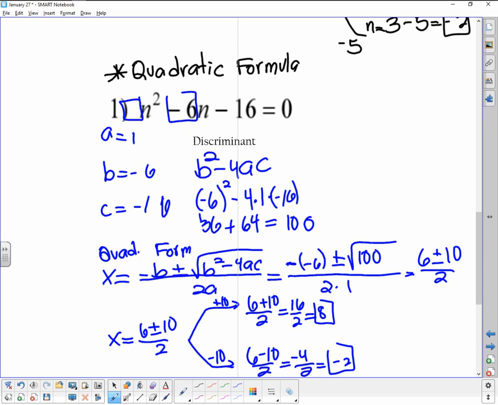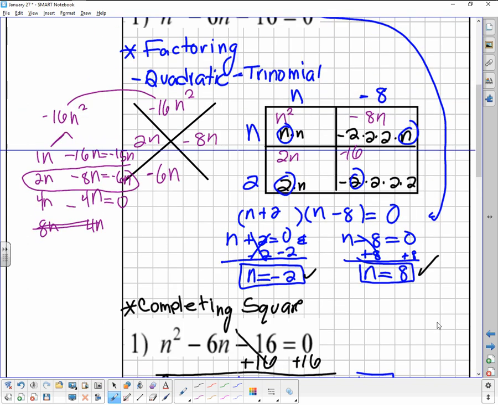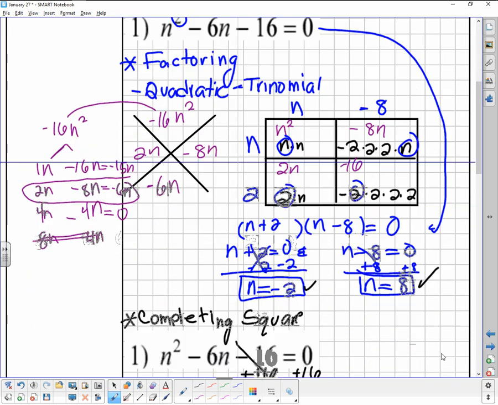Okay? Now, the last method they want you to use is the graphic method. But no matter what method you use, you're always going to get the same answer. Okay? If you need help with the graphic method, ask me in class. Okay? Thank you.